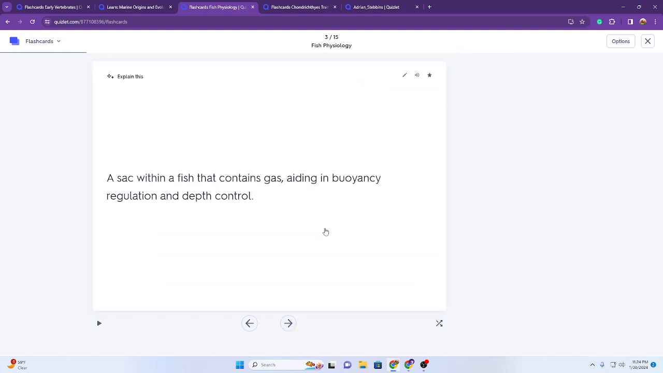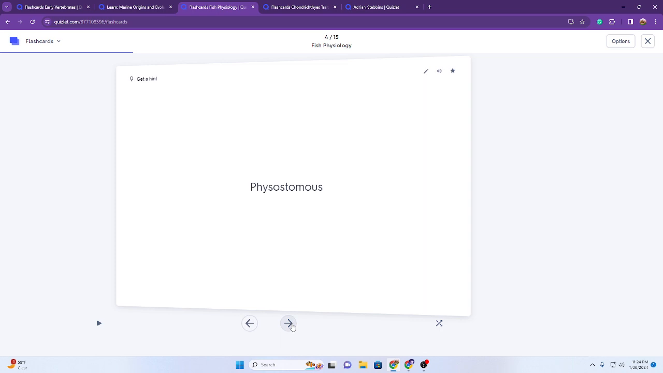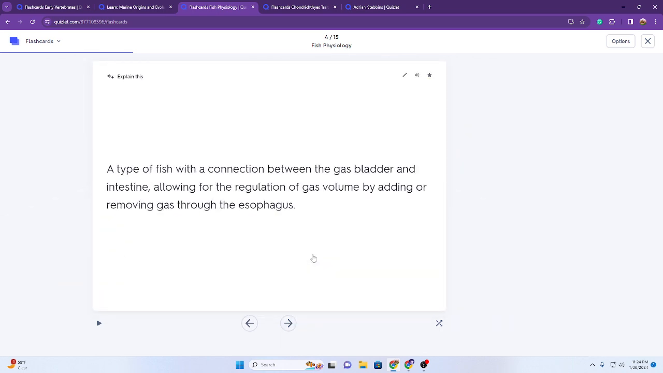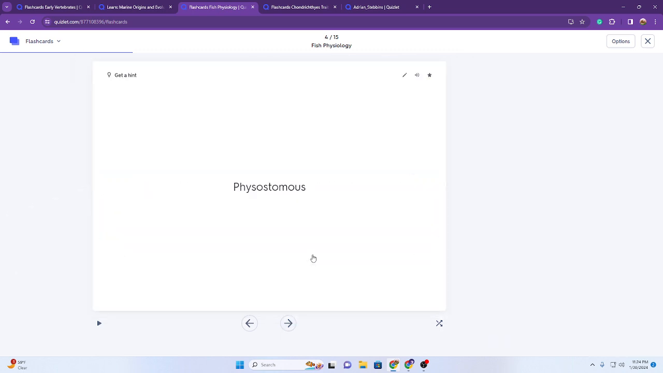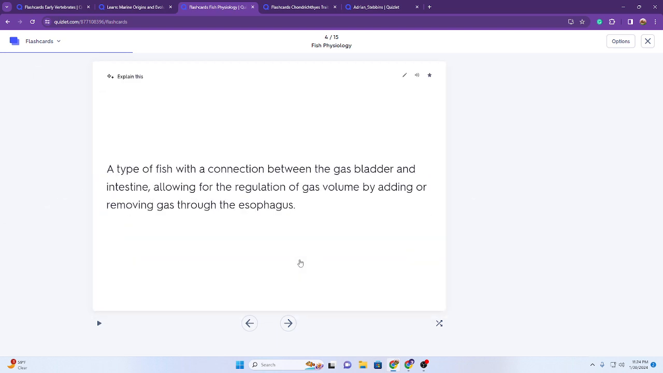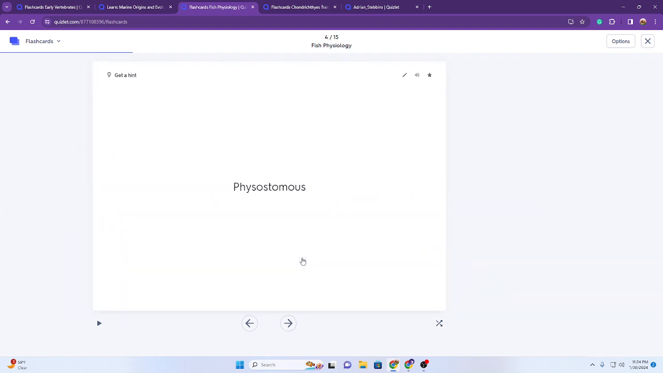Now, a gas bladder is a sac within a fish that contains gas, aiding in buoyancy regulation and depth control. We have two different ways of doing it. Physostomous fish have a connection between the gas bladder and intestine, allowing for regulation of gas volume by adding or removing gas through the esophagus.